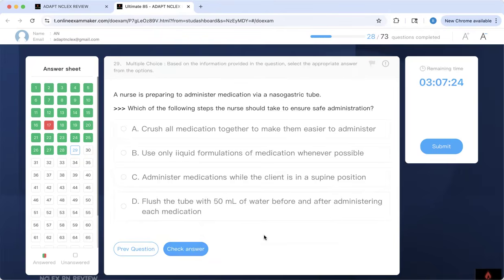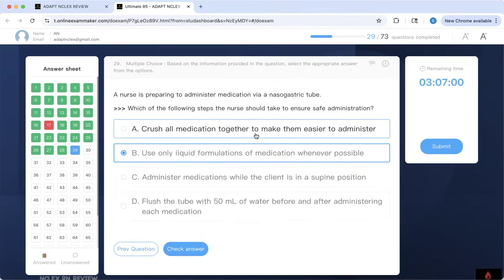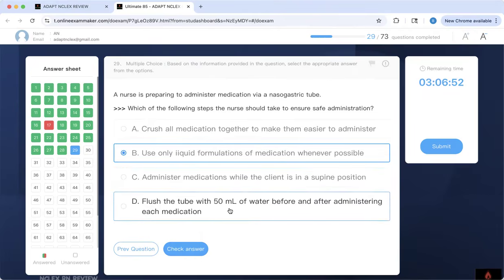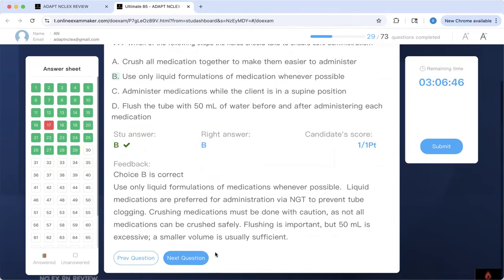What do you think? Crush all medication together so that it can easily be administered. Use only liquid formulation when possible. Administer medication while the client is in the supine position and flush the tube with 50 ml water before and after administering each medication. Which one is safe? I can tell you, everything has to be in the liquid form. It's better. You should not crush everything. Some of them do not need to be crushed. Supine position is not good. Semi-Fowler is best. 50 ml every time you flush, that means 100 ml, too much flush. That's too much.